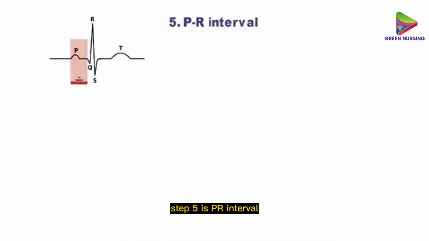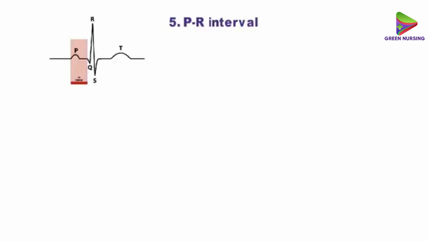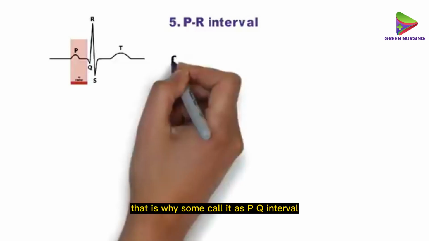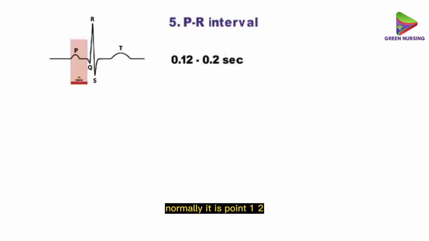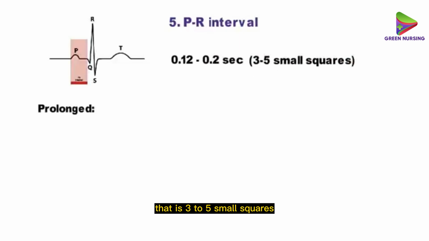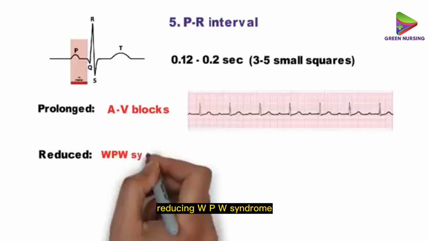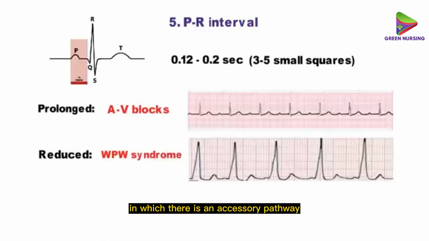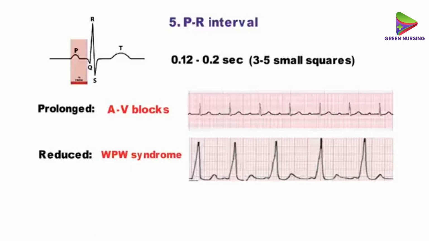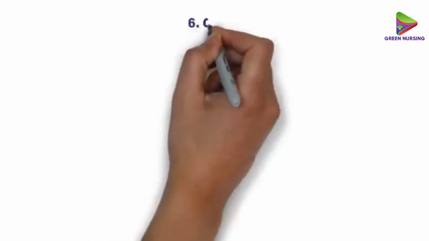Step 5 is PR interval. It is from the start of P wave to the start of Q wave. That is why some call it the PQ interval. Normally it is 0.12 to 0.2 seconds, that is 3 to 5 small squares. And it is prolonged in AV blocks. It is shortened in WPW syndrome, in which there is an accessory pathway which conducts impulses faster than normal, producing a shorter PR interval. And PR interval is depressed in pericarditis cases.